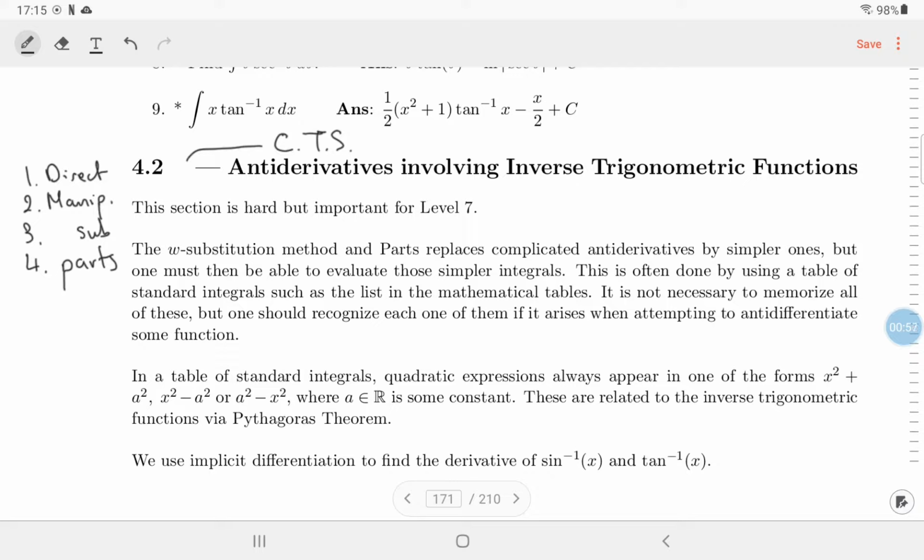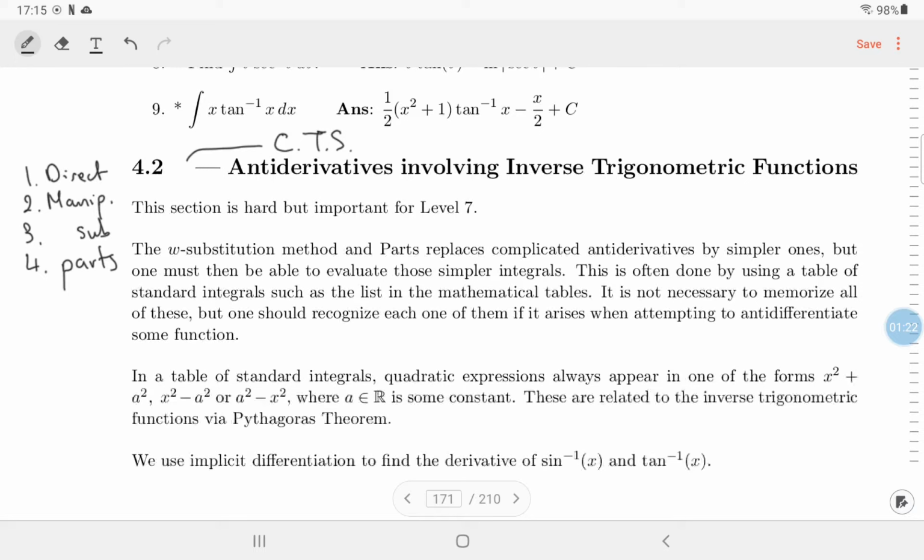But what I would say is that if you're going into level 7, the actual manipulation that we're going to learn about is used in a different context, and it's very important. Okay, so what do we got here? The W substitution method and parts replaces complicated antiderivatives by simpler ones, but you have to be able to evaluate those simpler ones. Usually you do standard tables, but sometimes it needs a special manipulation.